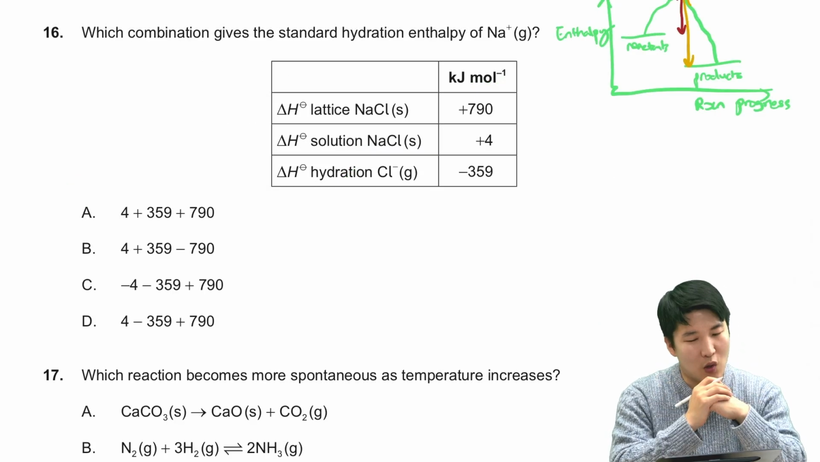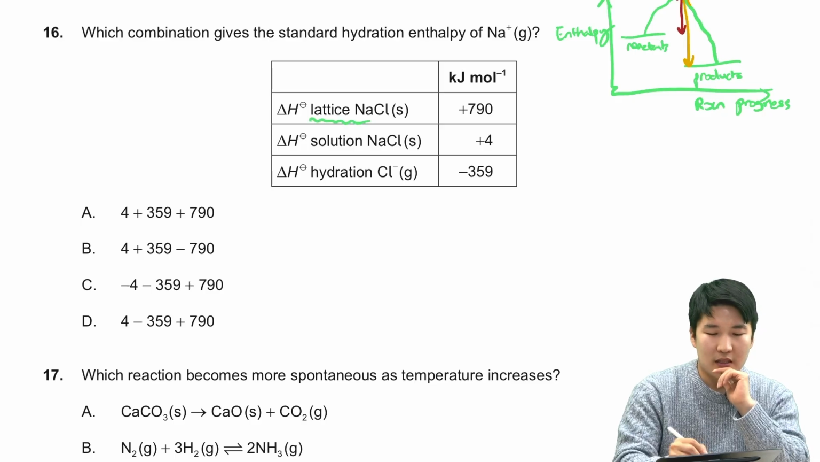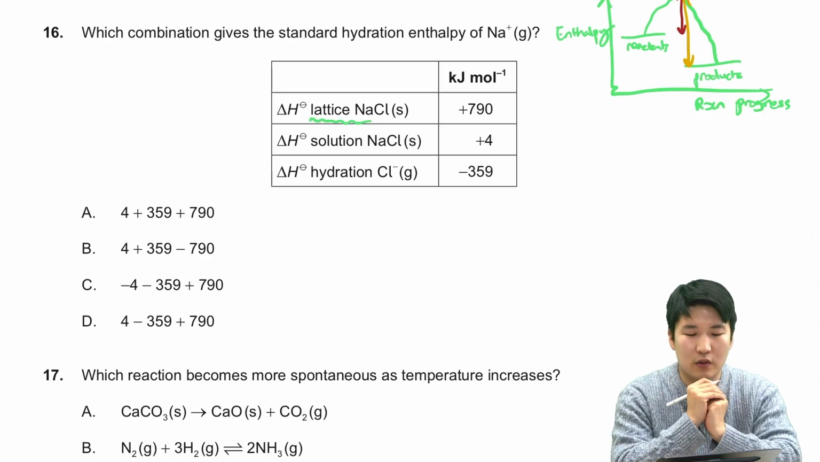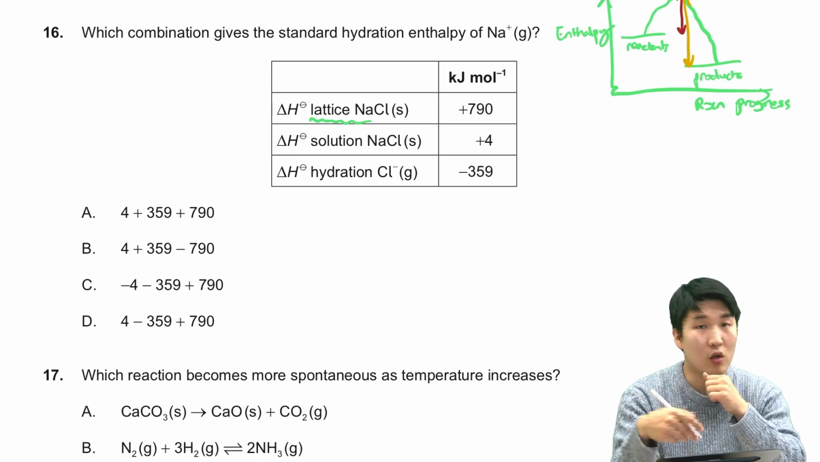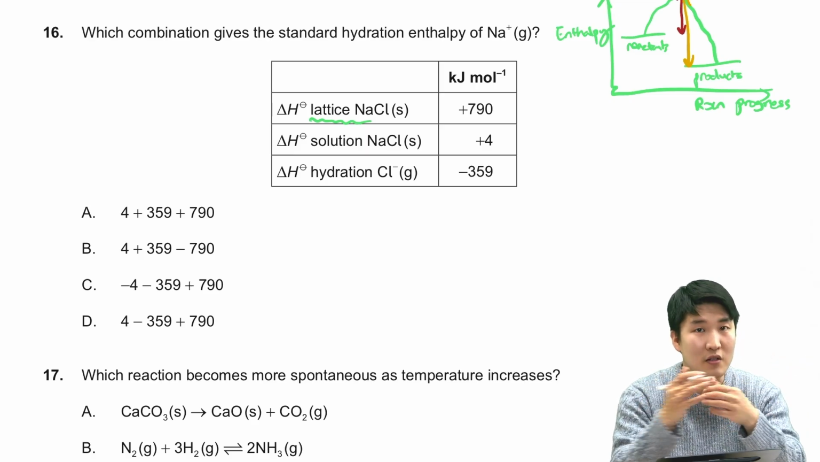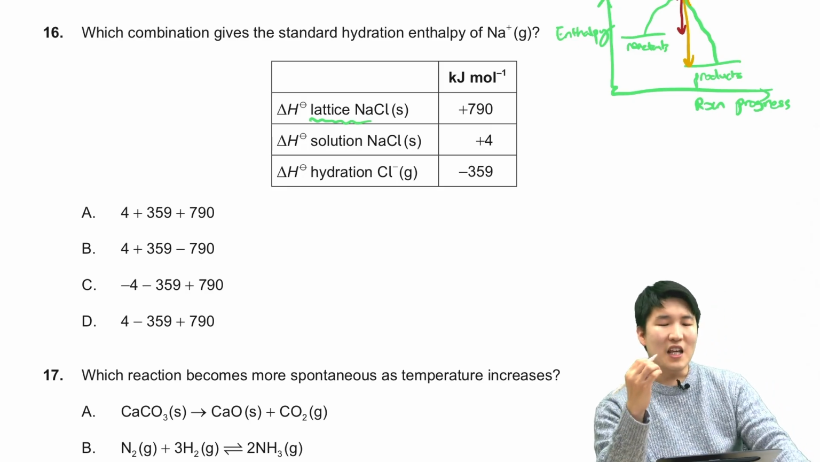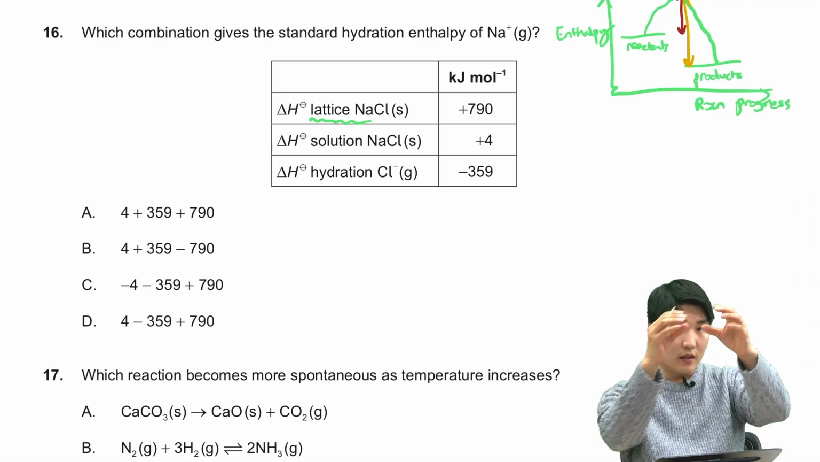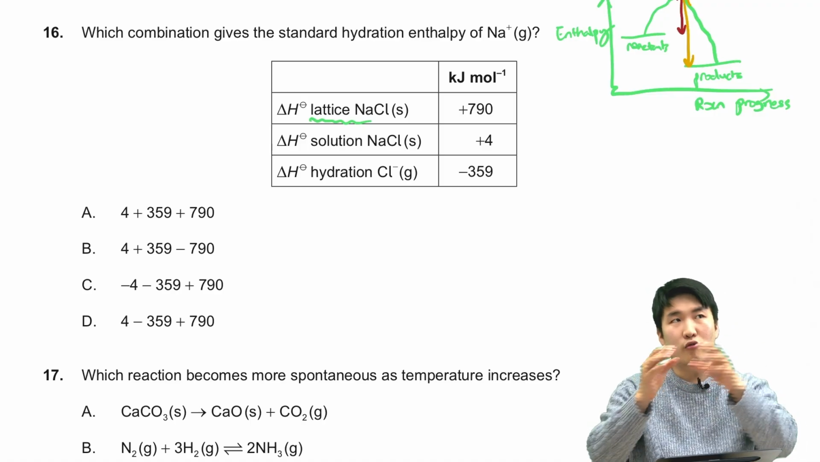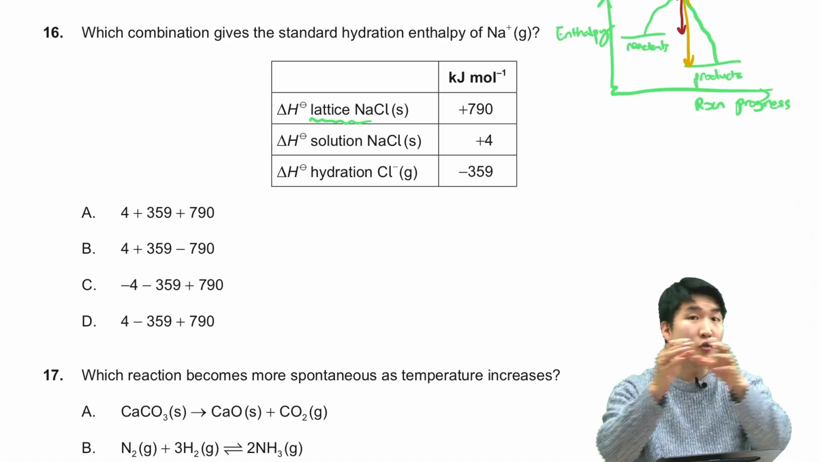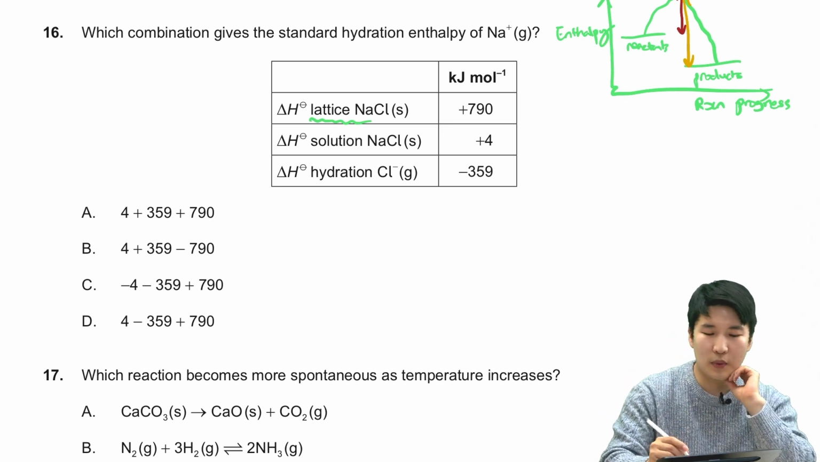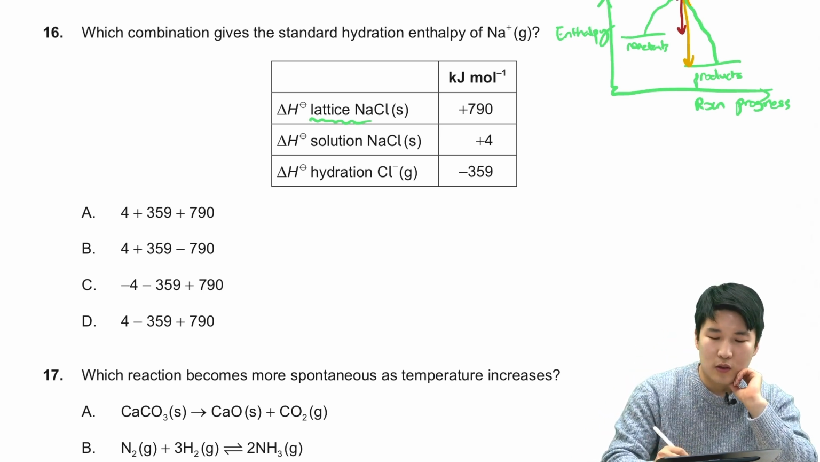Hydration enthalpy. Okay. We are given some lattice enthalpy values, solution enthalpy values and hydration values of one of the ions involved. We need to draw the relationship between three species, three groups of species. First one being the initial NaCl solid.